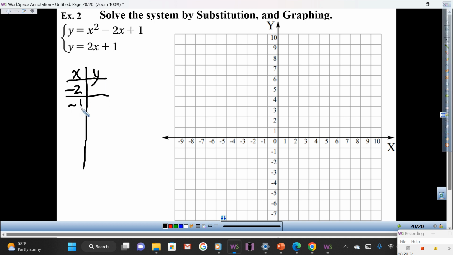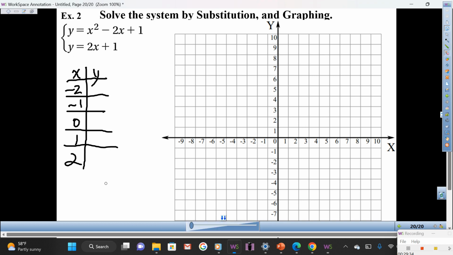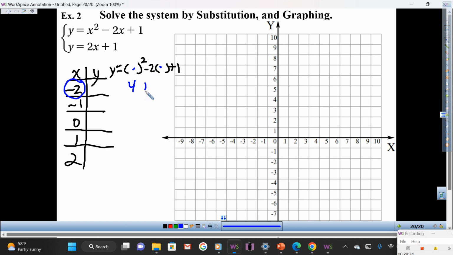-2, -1, 0, 1, 2. And for the sake of time, I'm going to go a little faster. I'm just going to put the equation right here, y = ( )^2 - 2( ) + 1. I'm going to use blue. Here we go. Follow along. My first value is -2. What is -2 squared? 4. What is negative 2 times negative 2? 4. Bring down the plus 1, so this is 9.